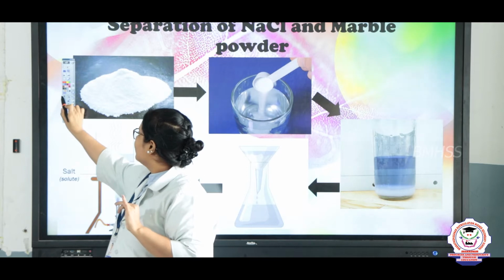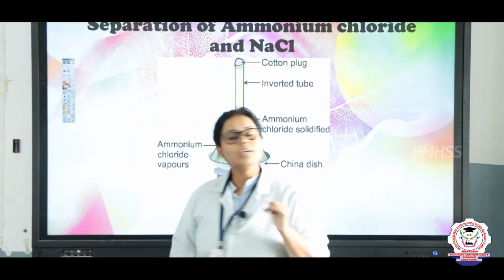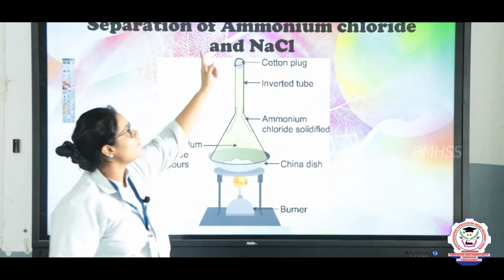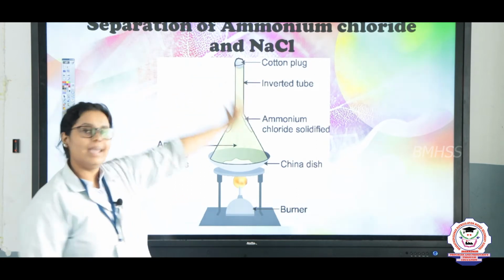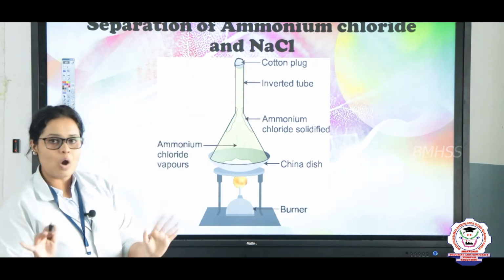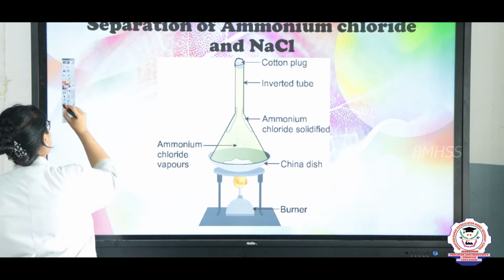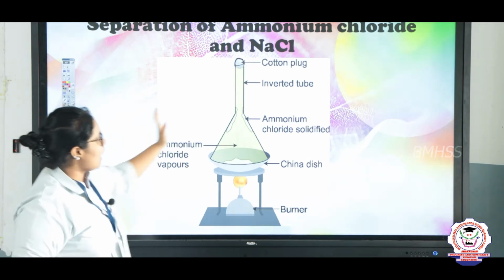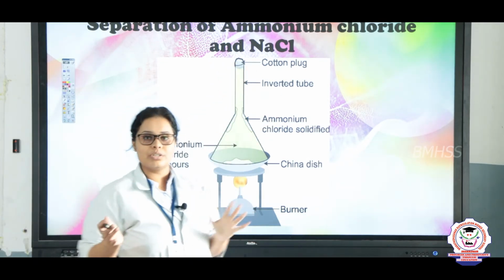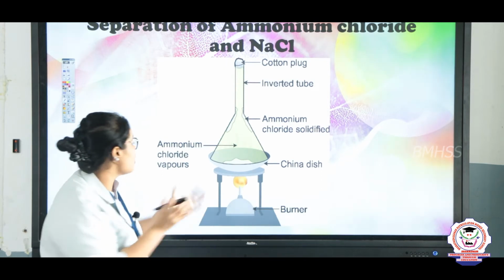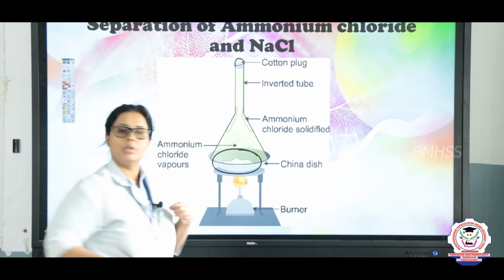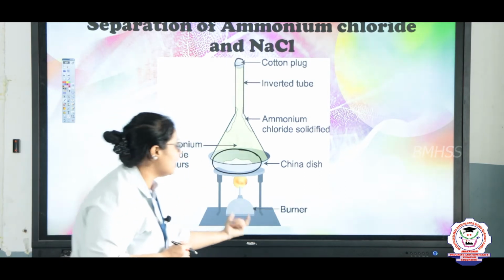Now let's see another one. So here the separation is of ammonium chloride and NaCl. So NaCl is common salt. So how we are doing it here means, I have taken these two solid form salts, and I have kept it here, okay. Now what is happening? We are heating it.